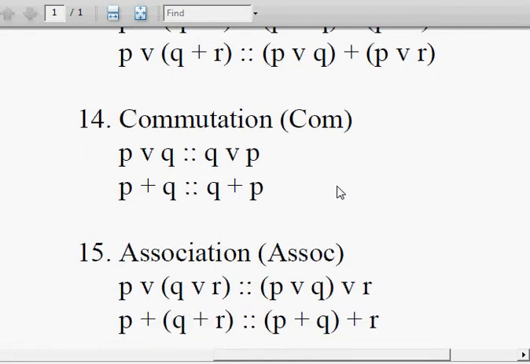Commutation, I'm not even sure we'll really use this one. Some strict logicians would want you to use it. I'm not that strict about it, but essentially if you have a statement like P or Q, it means the same thing to say Q or P. If you say Paul or Quentin is coming, it's the same thing as saying Quentin or Paul is coming. If I say Paul and Quentin are coming, it's the same thing as saying Quentin and Paul are coming. You can switch the order of the names around. It means the same thing.